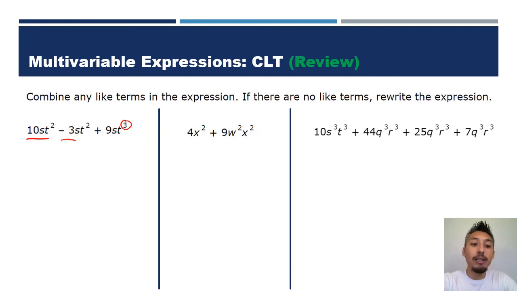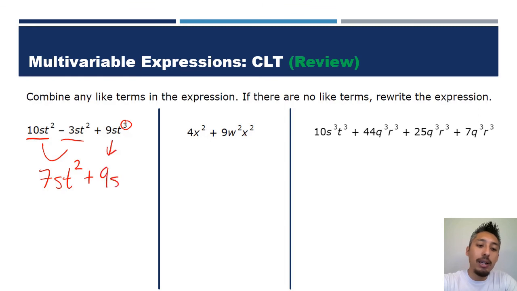10st squared minus 3st squared, they both have the same variable and exponent, so I can combine those. That is going to become 7st squared. But we cannot combine that with the other one because the 9st to the power of 3 has a different exponent. So all we're going to do is just bring it down. 9st to the power of 3. And that is going to be your final answer.